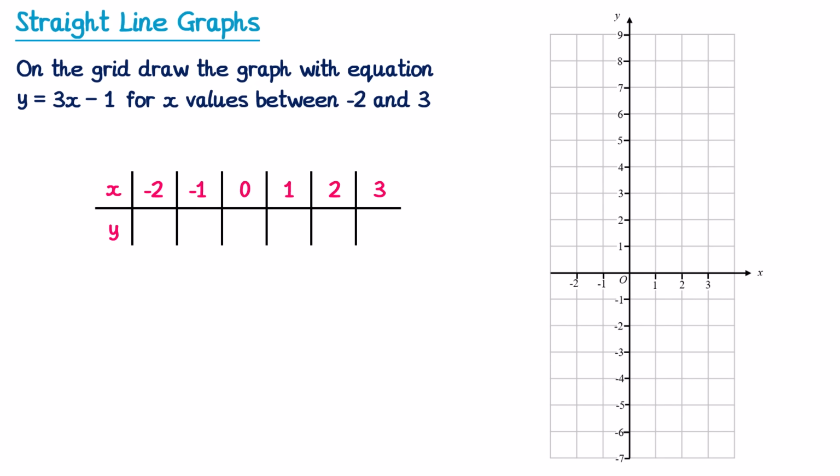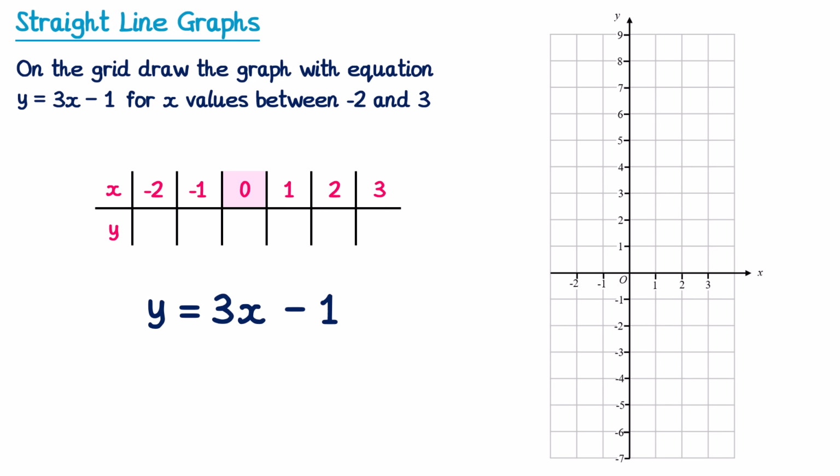We just need to work out the corresponding y values, and to do this we're going to use the equation given in the question, y equals 3x minus 1. So if we take this equation, we're going to substitute x values in to work out the corresponding y values. I like to start with x equals 0 because that's an easy one to do.